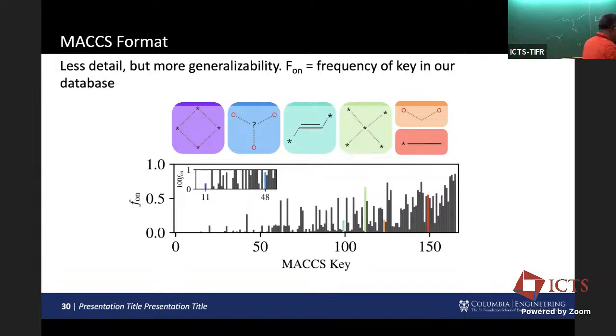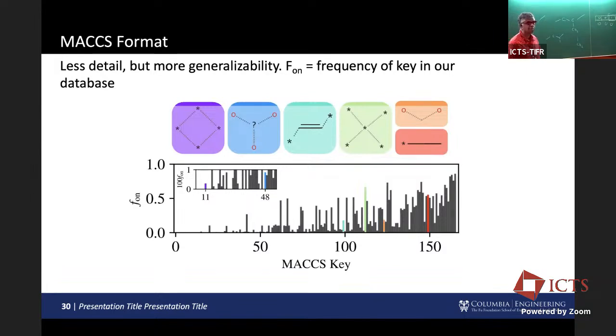So that 50 or that 100 or 150, what does it mean? Each one of these is given a number. Something that looks like C double bond C in that database is number 99.